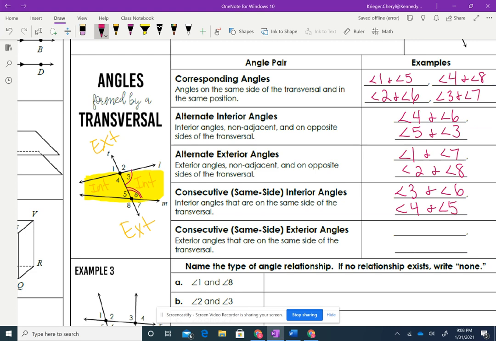Okay, consecutive exterior angles. All right, well, I think if I color my exterior, maybe you can see, right? They are on the same side. Angle 2 and angle 7 are on the same side of the transversal and on the exterior. So that's consecutive exterior. Angle 2 and angle 7. And the other one would be angle 1 and angle 8.